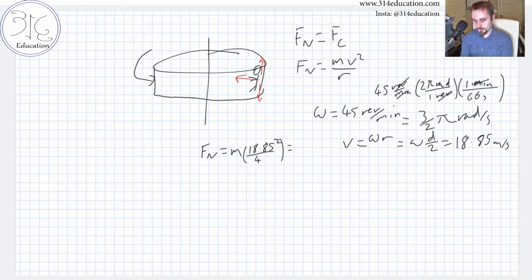So our normal force is going to be equal to, let's square this and then divide it by 4. Our normal force has to equal 88.8 m. So this is still in terms of our mass, right? 88.8 times our mass. So this is technically an acceleration, which is pretty fast.